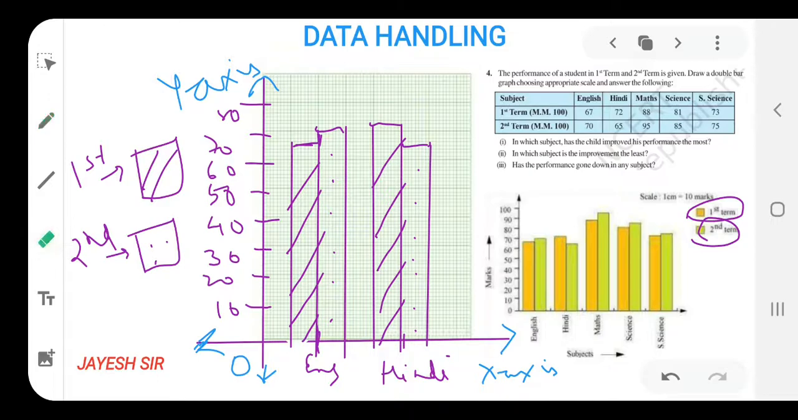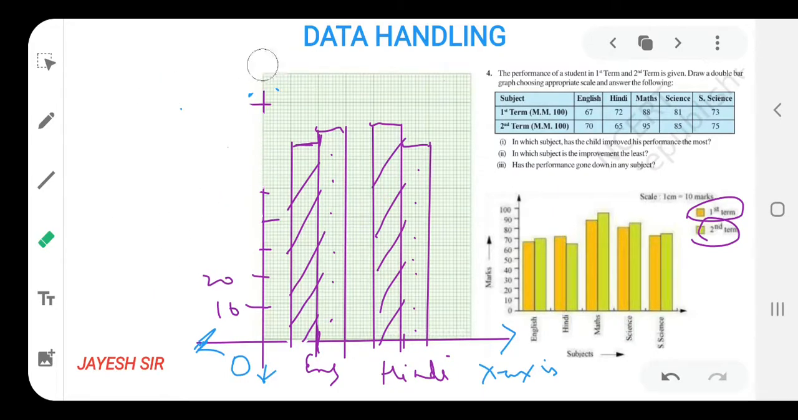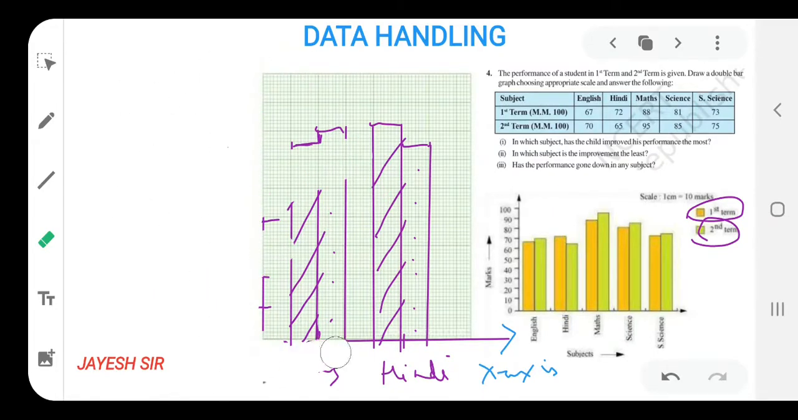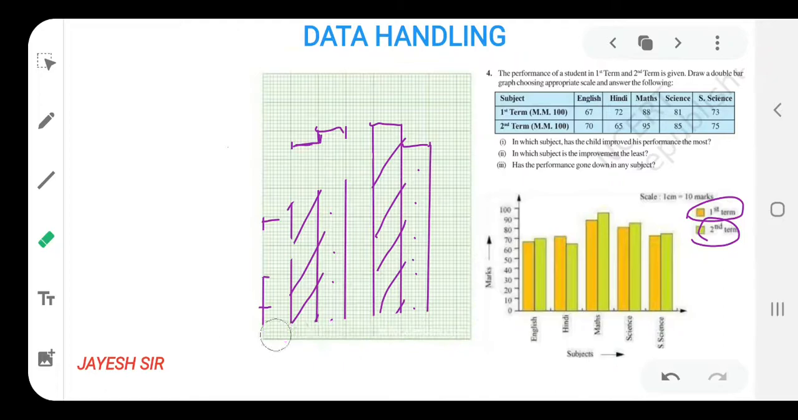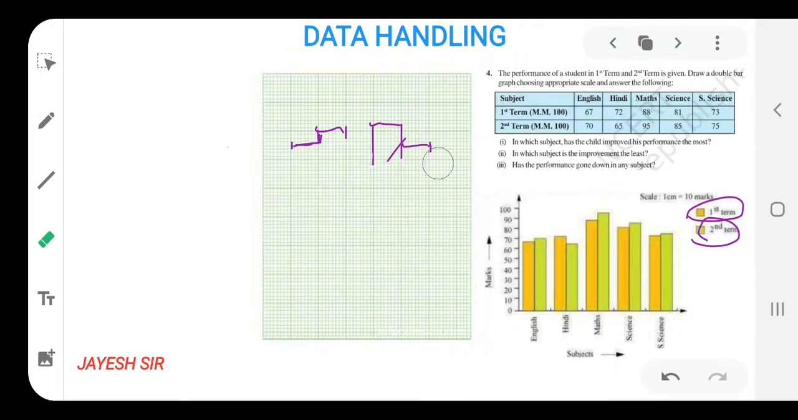I think now you all must be clear how to draw a double bar graph in the bar graph notebook. So let us begin and try to solve the sums based on it, as the bar graph is already drawn over here for our convenience.